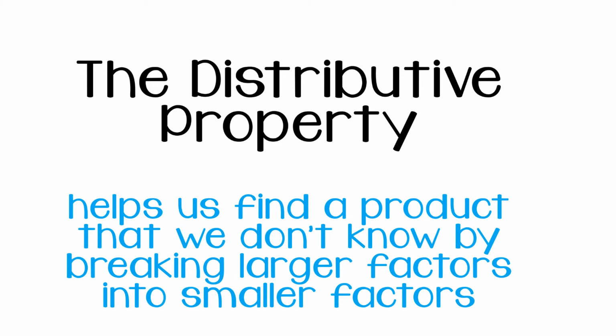So the distributive property helps us find a product, which is the result of a multiplication problem, remember? So it helps us find a product that we don't know by breaking larger factors into smaller factors. And if you'll recall your vocabulary, factors are the numbers we multiply together to get a product or the answer of a multiplication problem.